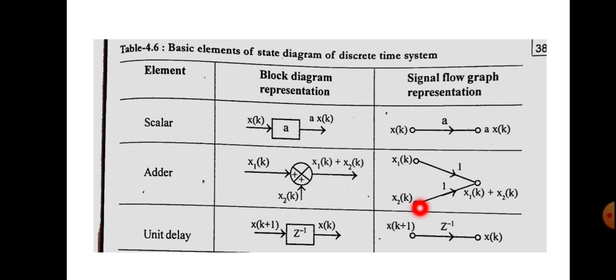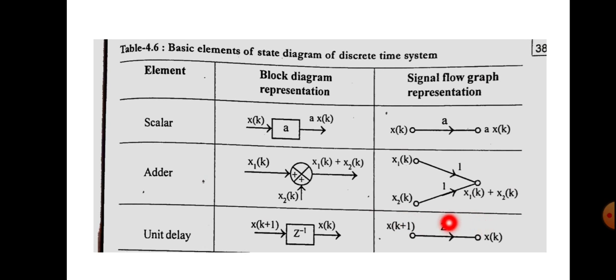So these will be added, meaning those lines will be joined at the same node, and here the scalar elements are 1 and 1, and at the output node we will be getting the sum of these two discrete time signals, that is x1 of k plus x2 of k. Next is the delay element. It is represented as Z inverse above this arrow mark, and here the input is x of k plus 1 and the output is x of k.